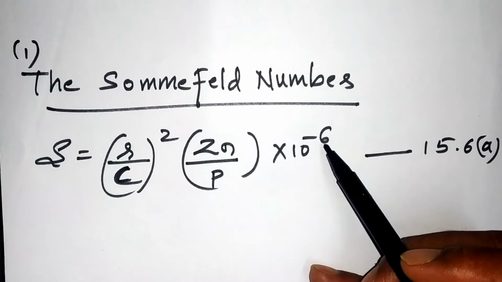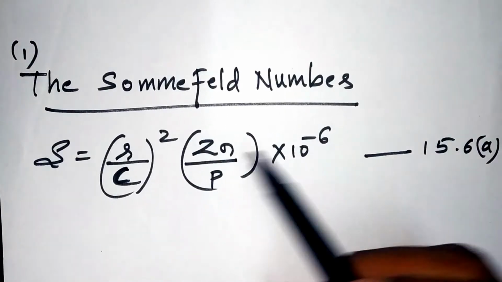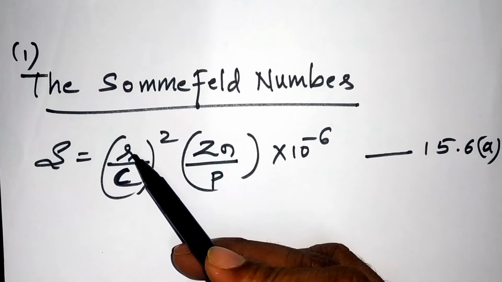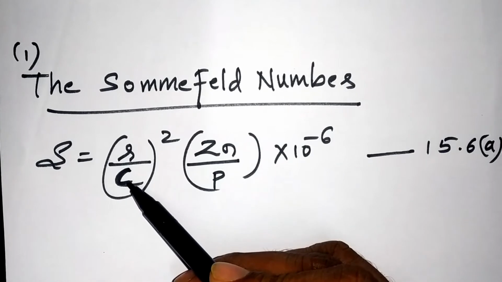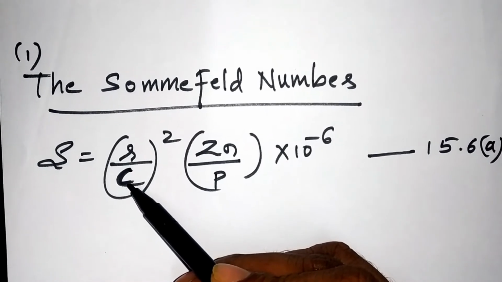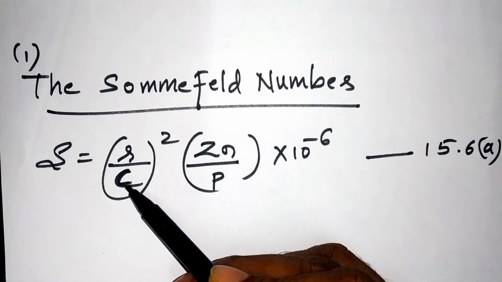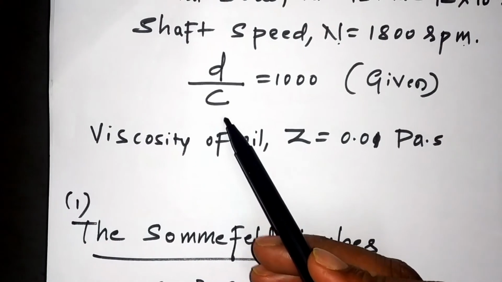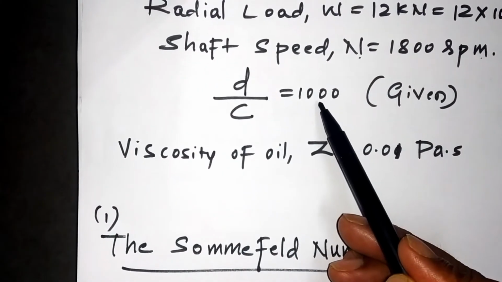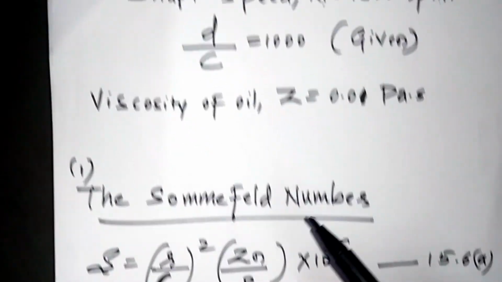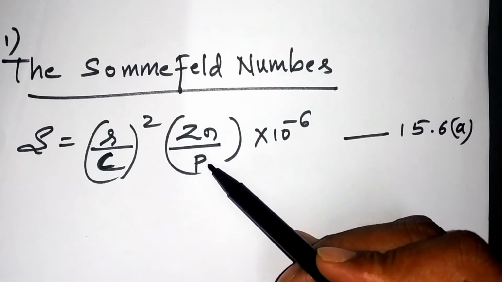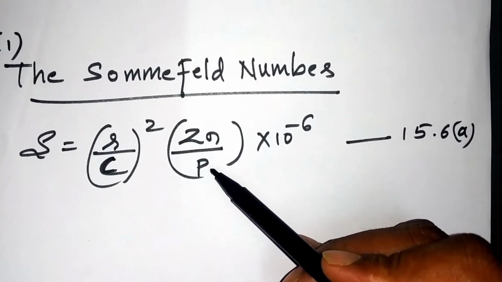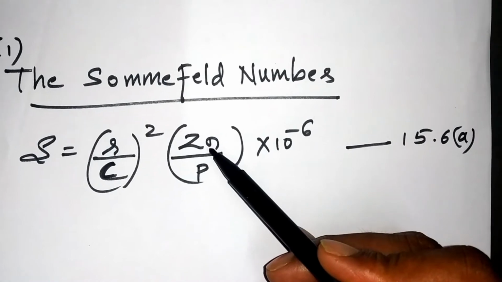So let us first see which values are known to us. This R is nothing but the radius, which is known to us since the diameter is given, so you can easily find out the radius. Now what we have here is a small c. Small c is the radial clearance, and in the problem they have given the ratio of diameter to diametric clearance as 1000. With the help of this we have to find out the radial clearance. Next, Z is given for us, small n you can easily find out, and we have to find out P here. So let us first find out P and small c and we will substitute back into this equation.